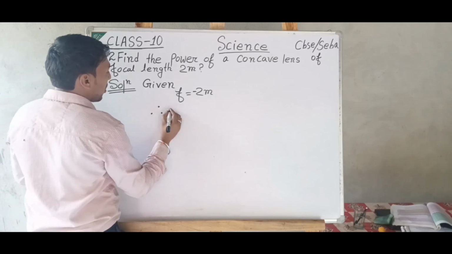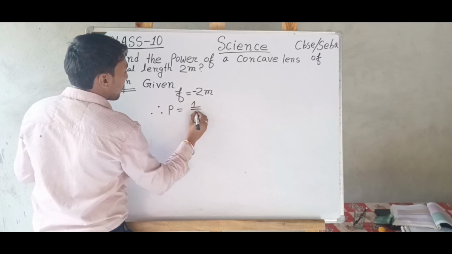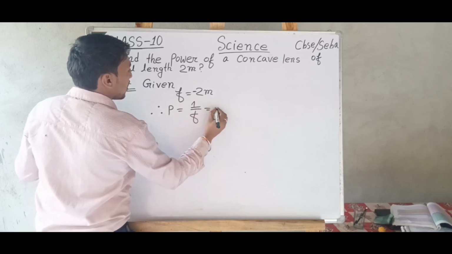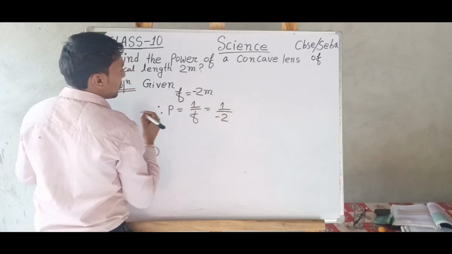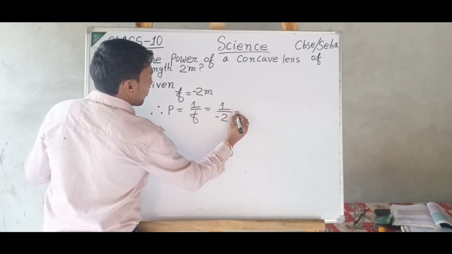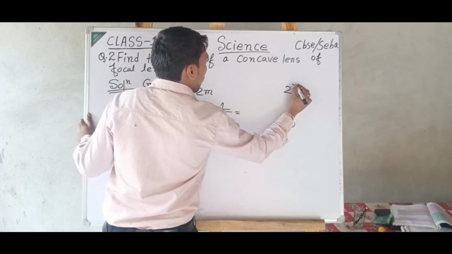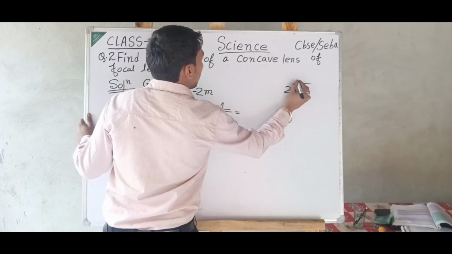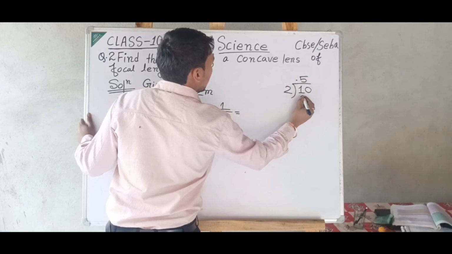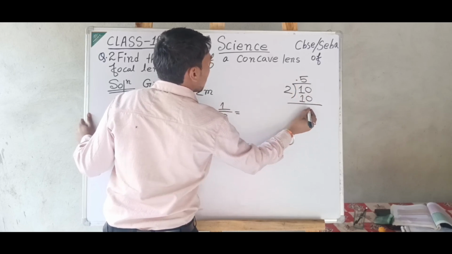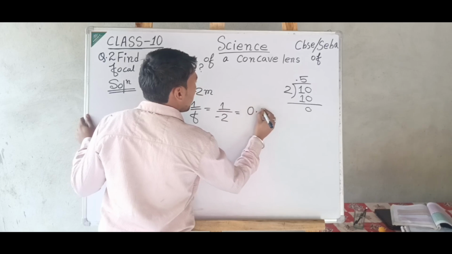Now we know the formula for power of a lens, P equal to 1 by F. Just place the value here. So F means minus 2. If you divide this, 1 is smaller than 2, so put a point and use 10. 2 fives are 10. So after division we have got the answer 0.5.